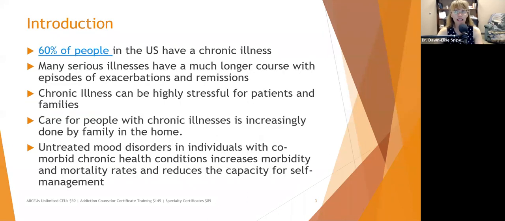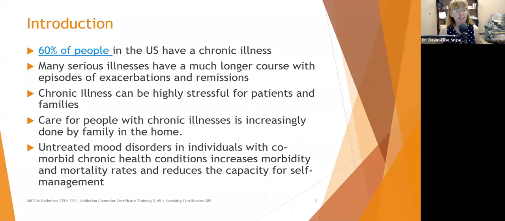60% of people in the U.S. have a chronic illness. Let that sit in for a second. 60% of people. Wow, that's a big number. So we are dealing with people, whether you're a social worker or a counselor or a nurse or whatever your profession, 6 out of 10 people that you work with have a chronic illness of some sort. It could be depression, it could be substance abuse, it could be diabetes, it could be fibromyalgia, but they're dealing with it. Many serious illnesses have a much longer course with episodes of exacerbations and remissions.